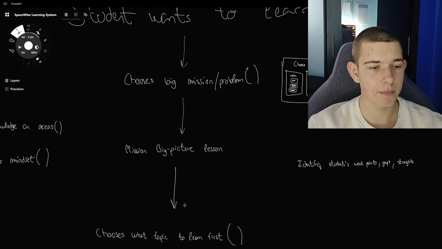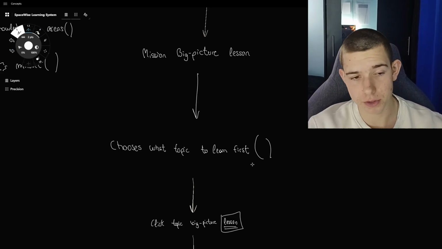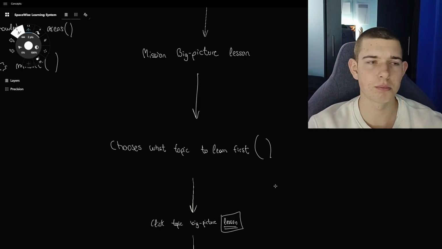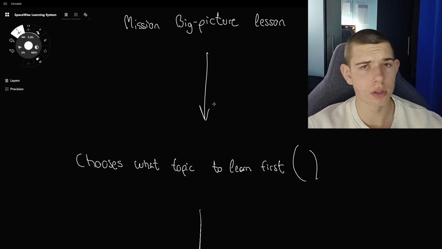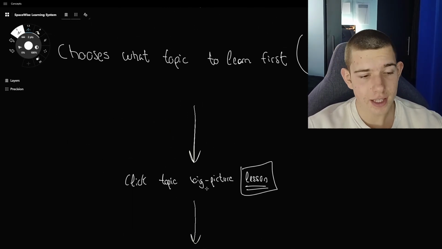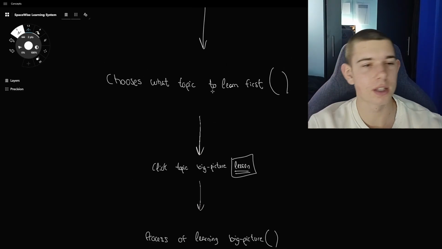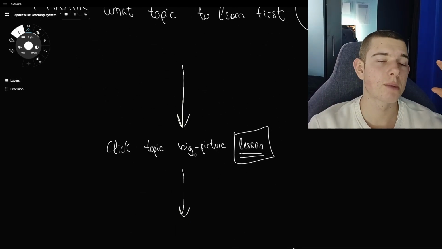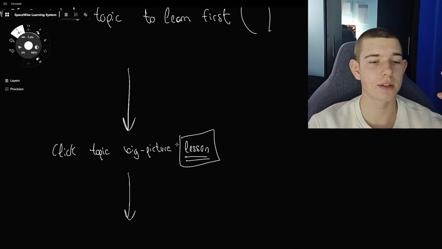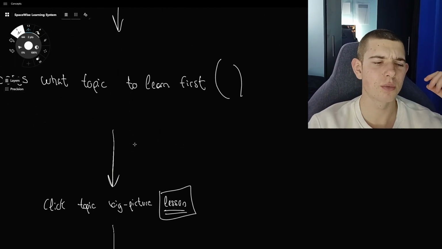So then, after the big picture lesson, I'm going to have the student choose what topic they want to learn first, based on interests and maybe some other things. Then after the student chooses, they will click the lesson that will teach the big picture understanding of the topic. It's basically the same thing as here, but a bit more narrow, topic-wide. And this will be a bit more detailed than this, but it will still be really shallow.